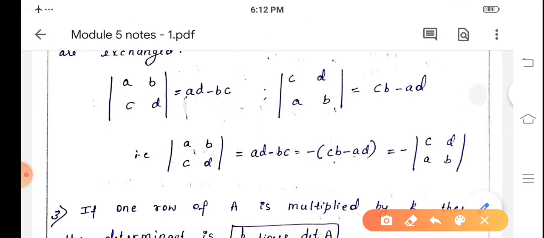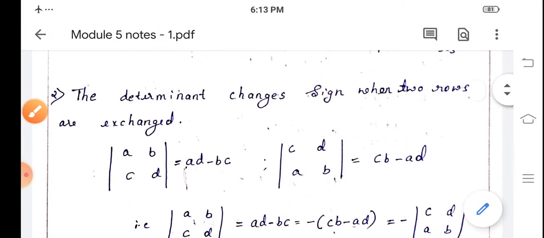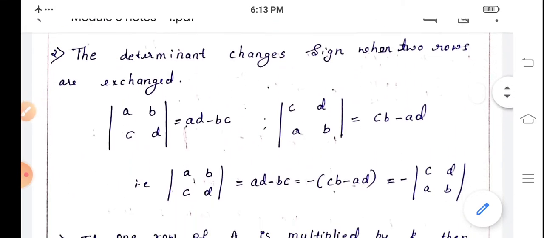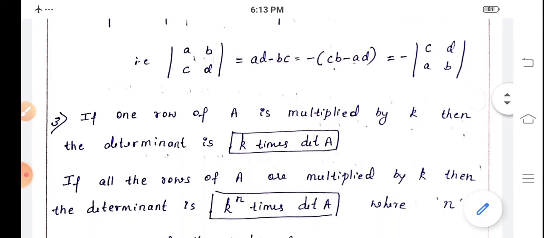So the determinant of [[a, b], [c, d]] equal to ad minus bc, that is equal to minus of (cb minus ad), that is minus of the determinant of [[c, d], [a, b]]. That means the determinant changes sign when two rows are interchanged.